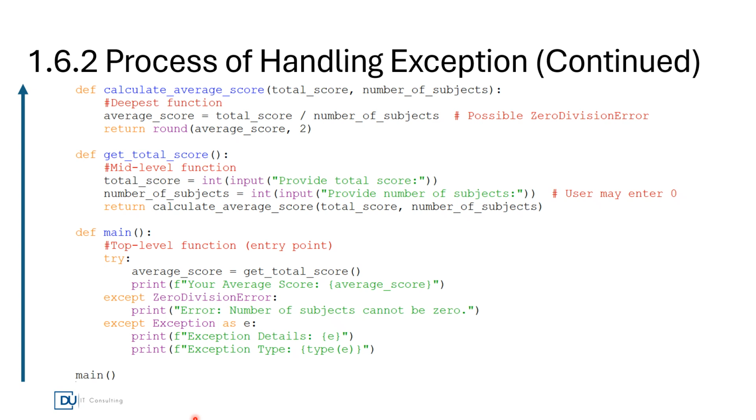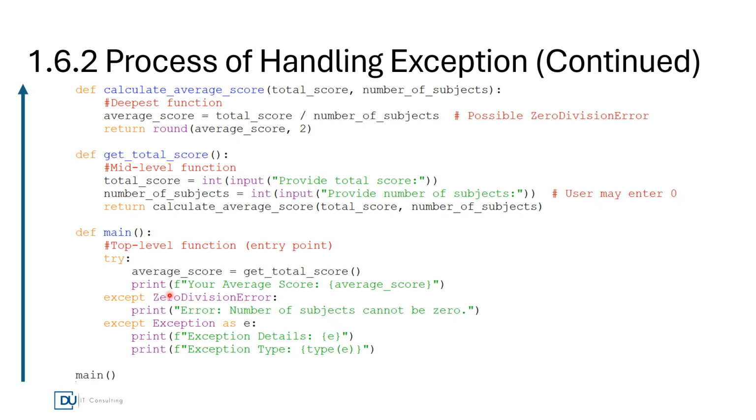Now let's look at the process of handling exceptions. I have a program here and the topmost method is called main. This is the entry point. The program starts by calling the main method. Within the main method, I have a try block and except blocks as well. There are two except blocks, one catching a specific exception, which is ZeroDivisionError. The other tries to catch an exception of a generic exception type. So any exception other than ZeroDivisionError would be caught in this block.